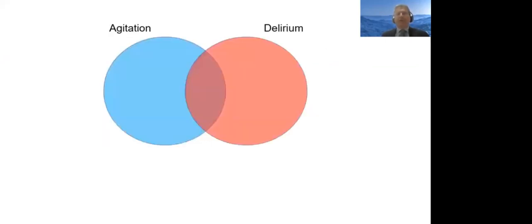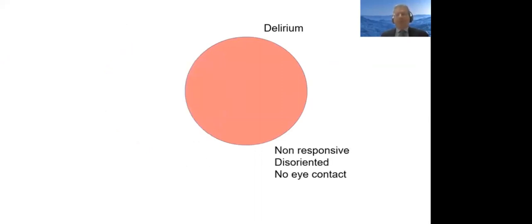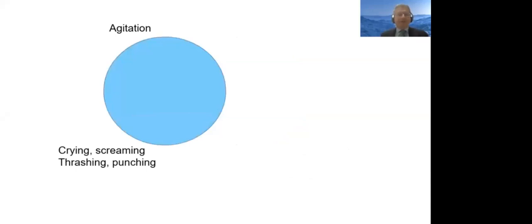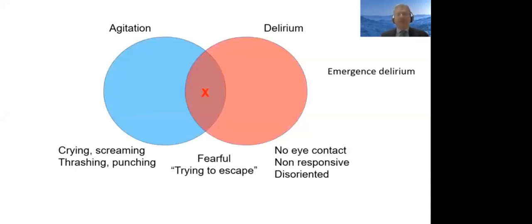If we consider the postoperative period, children could be agitated, or they can have delirium, or they can have both. If they have both, this is what we classically refer to as emergence delirium. In a delirium state, the child is non-responsive, disoriented, has no eye contact. Agitated children are often crying, screaming, thrashing, or punching. If you put them together and have emergence delirium, they have all these, plus often a fearful or trying to escape behaviour.